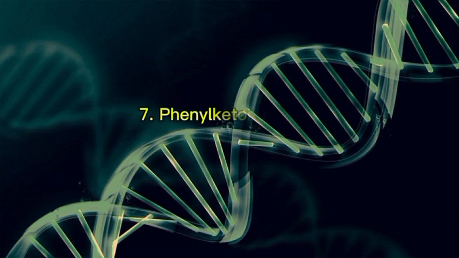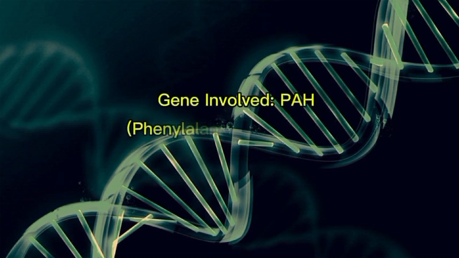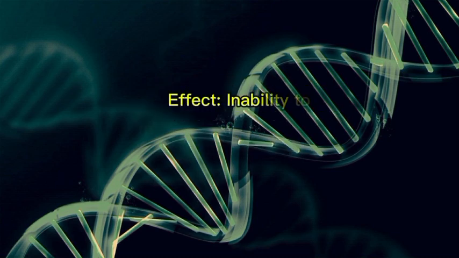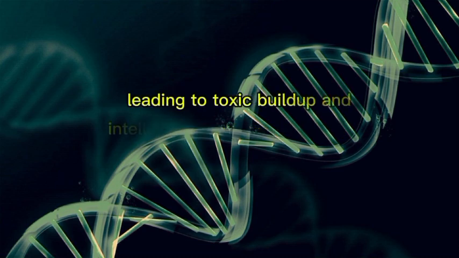7. Phenylketonuria, PKU. Gene involved: PAH, phenylalanine hydroxylase. Mutation type: various point mutations leading to enzyme deficiency. Effect: inability to metabolize phenylalanine, leading to toxic buildup and intellectual disability if untreated.